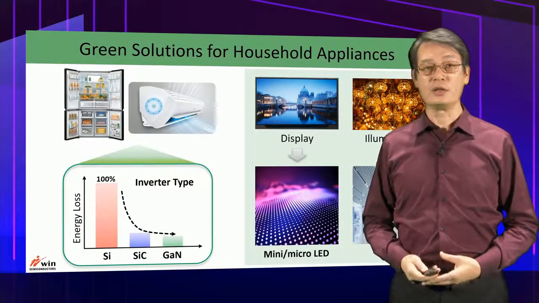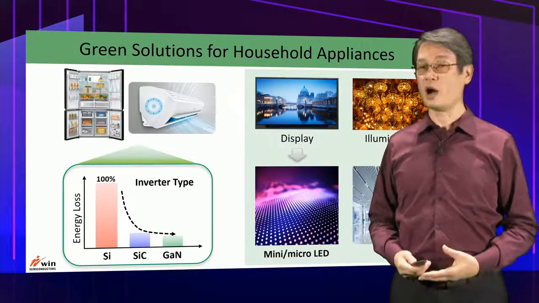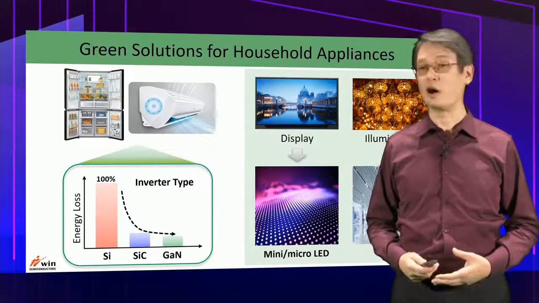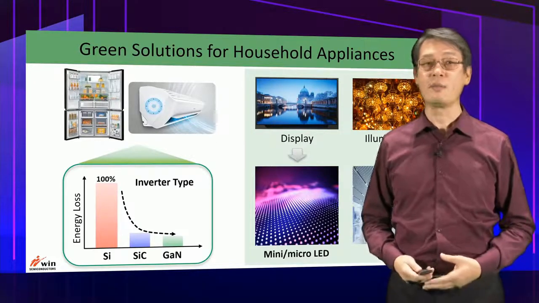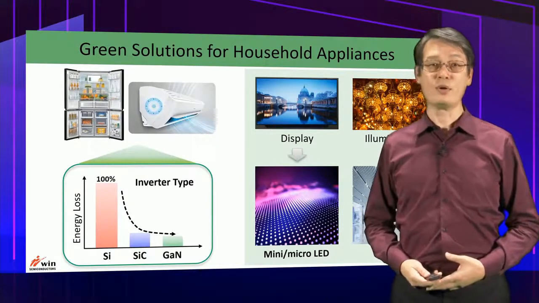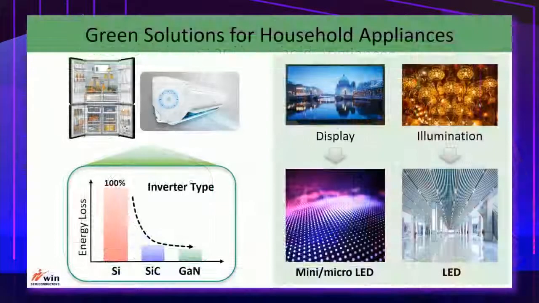Refrigerators, air conditioners, TV, and illuminations are the top 4 most energy-consuming household appliances. Collectively, they consume around 50% of household electricity. Compound semiconductor devices help to greatly reduce energy loss. For example, using compound semiconductor power inverters, the energy loss can be reduced more than 80% for refrigerators and air conditioners. LED is able to reduce the electricity consumption if used as the backlight for TV and to replace conventional incandescent lamps.